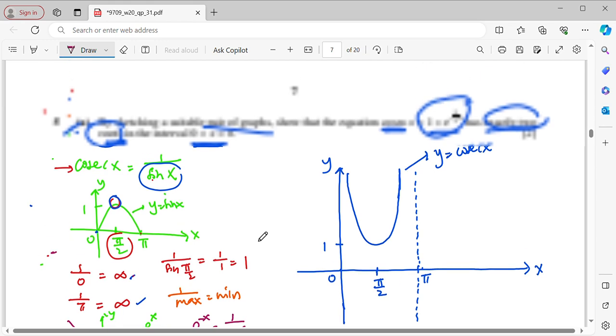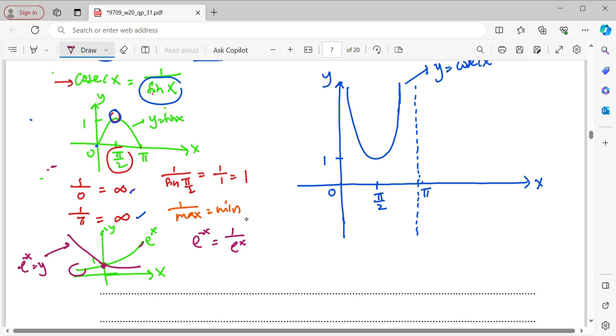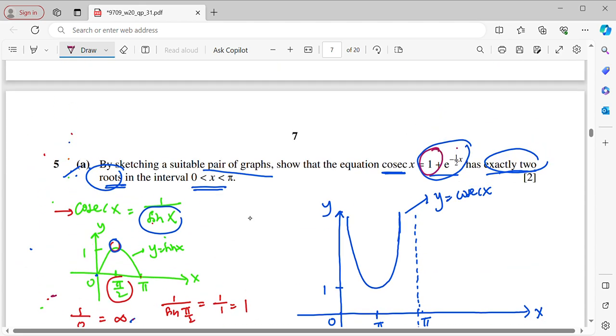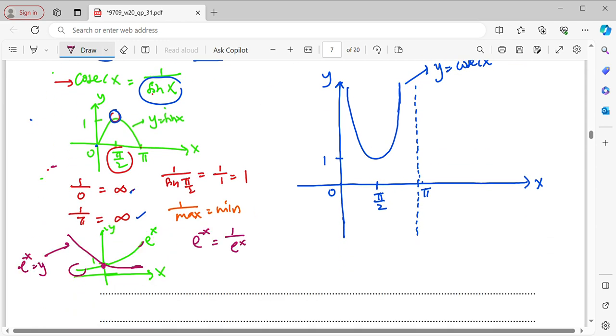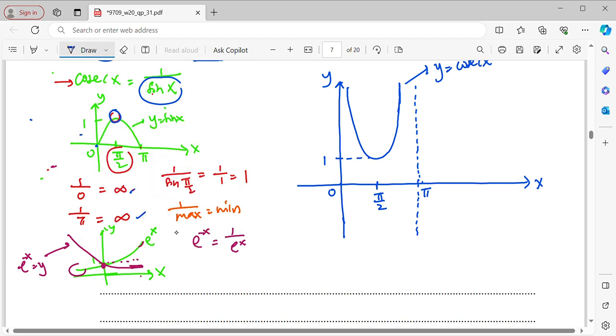So now we are sketching e to the negative half x. The shape will be the same. You should understand that it will be approaching the x-axis. Since you move up by 1 unit, this is plus 1, you move the graph up by 1 unit, so now instead of approaching the x-axis, it will be approaching 1. So my other graph will be approaching 1.